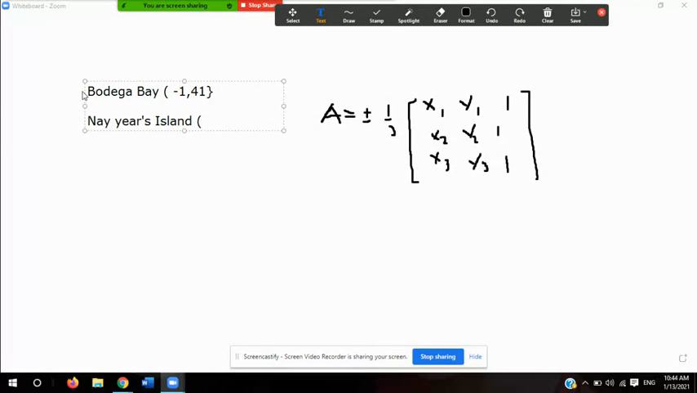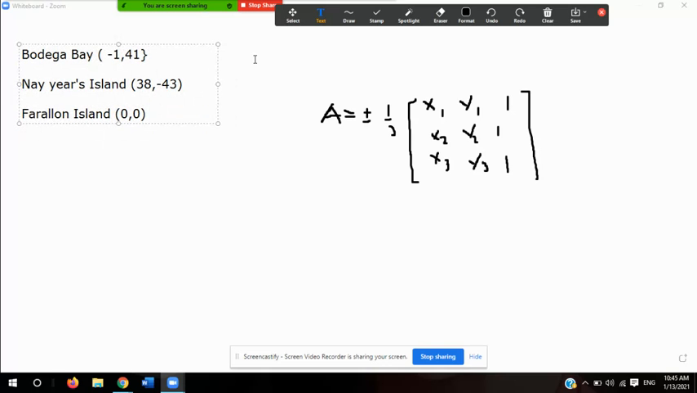So we'll call that our x sub 2, y sub 2. So 38 and negative 43. And for the Farallon Islands, the ordered pair is 0 and 0. So now that we have our coordinates, we can simply plug them into the formula and find our determinants. So let's go ahead and plug in the numbers here.